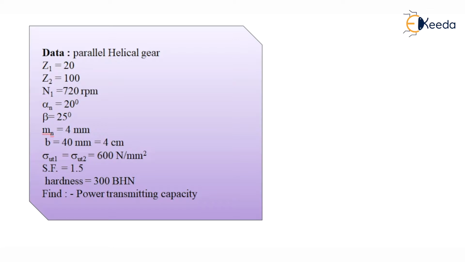Let's write down the data for this. The gearing system is given as parallel helical gear. Z1 is 20, Z2 is 100, N1 is 720 rpm, alpha n is given as 20 degree, beta is 25 degree, Mn is 4 mm, B is 40 mm, that is 4 centimeter, sigma ut1 and sigma ut2 is 600 Newton per mm square, service factor SF is 1.5 and the hardness is given as 300 BHN, and we need to find out the power transmitting capacity.